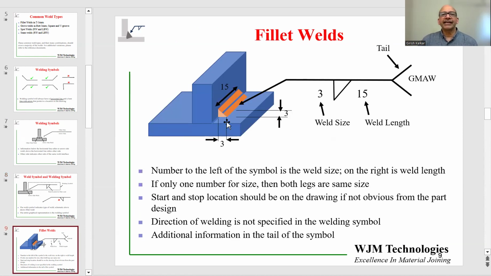Here we depict a fillet weld in a T-junction. So we have two components as shown over here and a fillet weld as shown. The size of the fillet weld, the legs on either side are 3 units, and the length of the weld is 15 units.